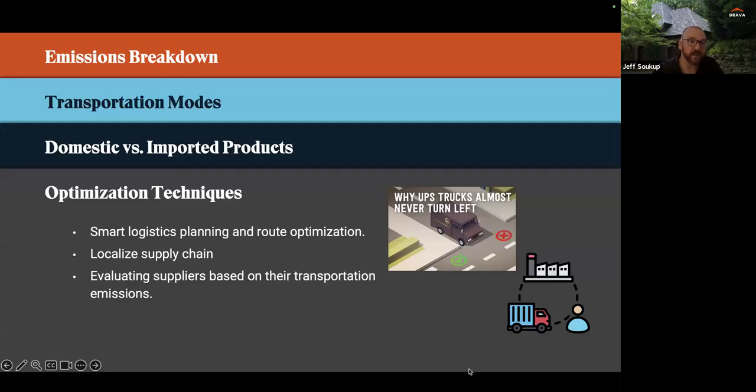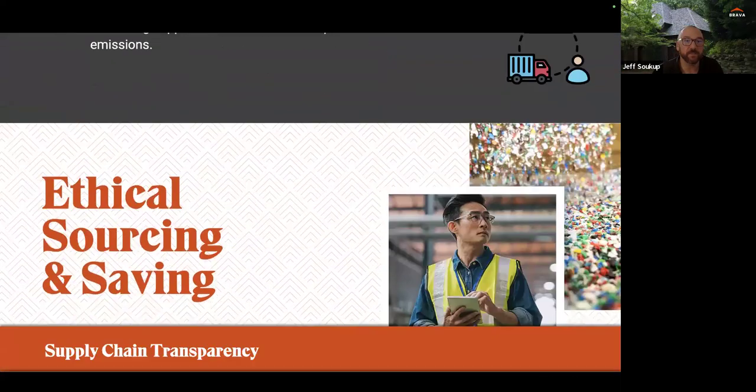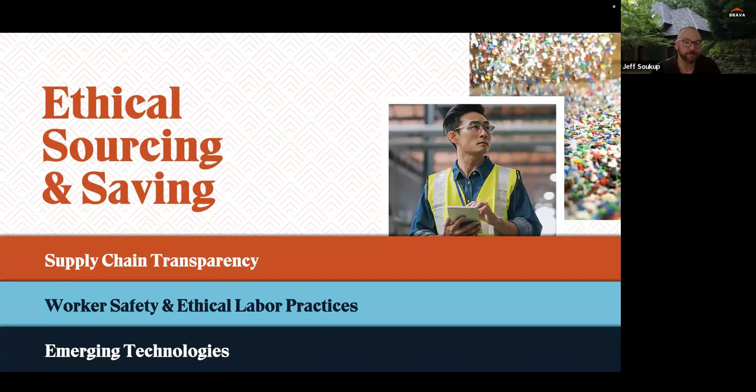Localizing your supply chain, again, does it make sense for us to purchase from across the world when we can purchase here for slightly more? It improves our supply chain, it improves our relationships with our local manufacturer, it improves the local economy. So there's features and benefits that you really need to evaluate. And then evaluating your suppliers based on their transportation emissions. So, are they being as efficient as possible?